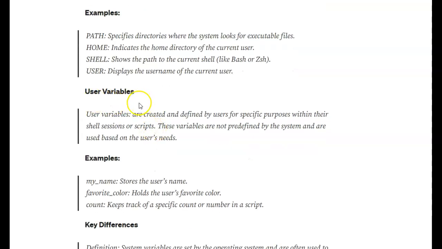So user variables. What are user variables? User variables are created and defined by users. Who is the user here? We are the users who write the script. If you want to write your script, then you are the user, so you will define your own variable and store a value. Your variable will store a specific value, for specific purposes within their shell sessions or scripts. I told you, these variables are not predefined by the system and are used based on the user's need. If you need any variable, you make a variable and store the value. If you don't need it, you don't write it. So these are not predefined variables.